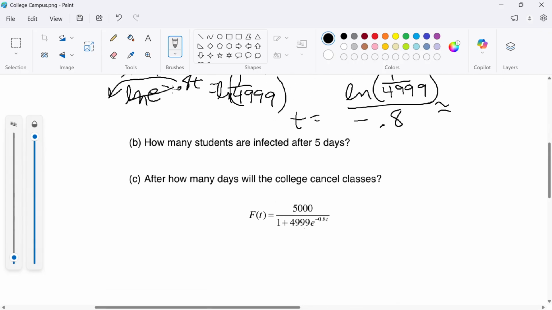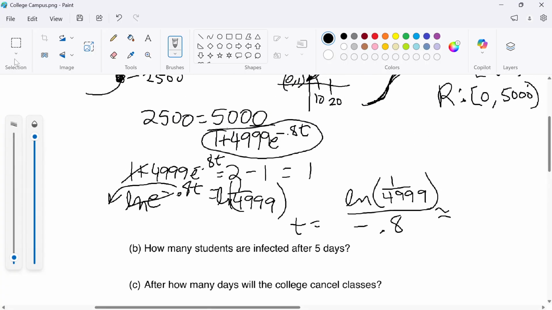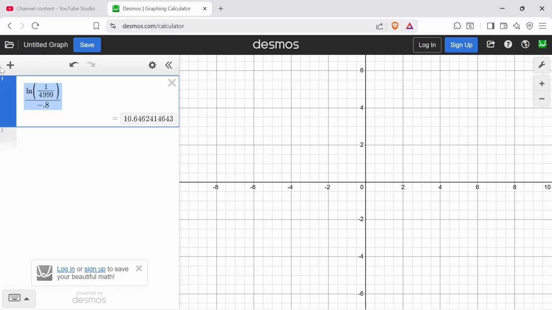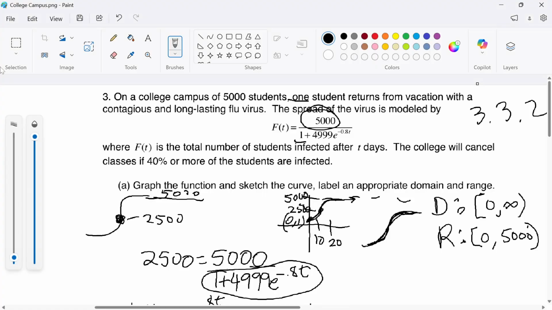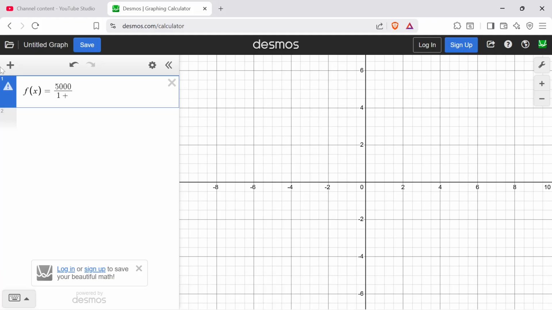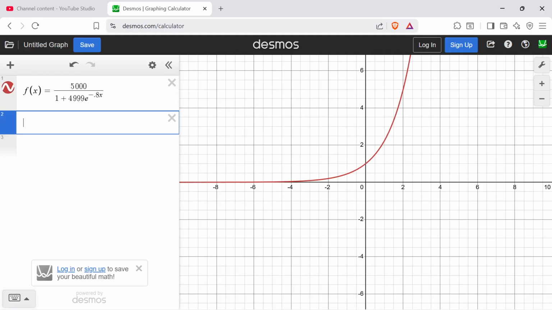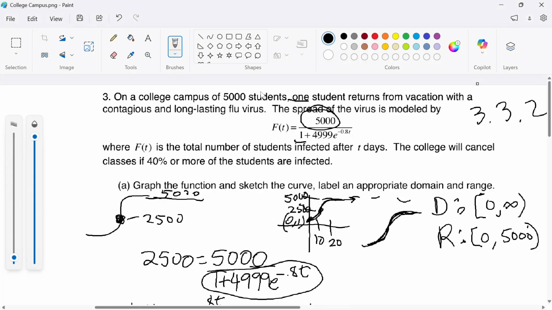So that's that one. How many students are infected after 5 days? Well, I just type in the equation and I put 5 for t. So I'm going to put f of x on Desmos. f of x equals 5,000. You can do this on your TI-84. Watch out for those parentheses. 4,999 e raised to the negative 0.8 x, and then I'll put f of 5, because x is 5, about 54 students.